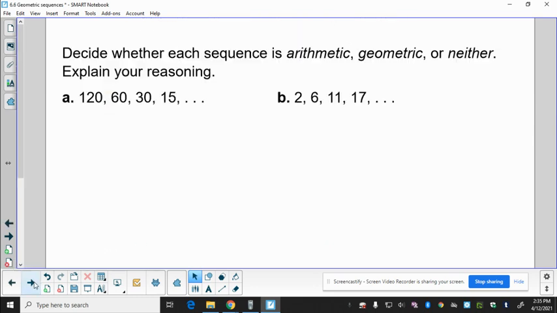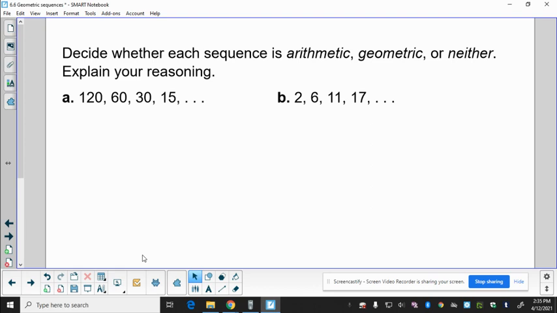Let's get into some of these. So what do you think about these sequences? Are these arithmetic, geometric, or maybe there's neither pattern? Let's take a look. So for part A and part B, what do you think?